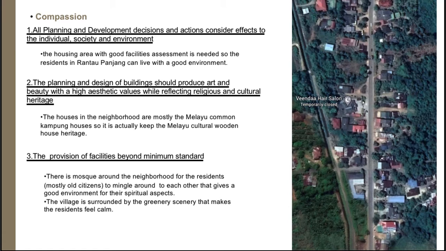The next one is that the planning and design of buildings should produce art and beauty with a high aesthetic value while reflecting religious and cultural heritage. The houses in the neighborhood area are mostly common Melayu kampung houses, so it actually keeps the Melayu cultural wooden house heritage. Next is the provision of facilities beyond the minimum standard.